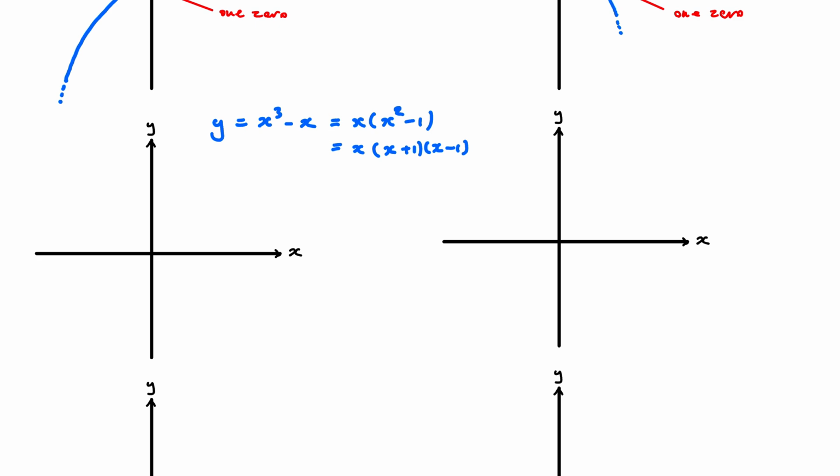So remember, this is a shortcut that we can do only with polynomials to determine if something is an odd or an even function. A polynomial is an even function if and only if all of the exponents are even. This is kind of where the terminology comes from. And a polynomial is odd if and only if all the exponents are odd.